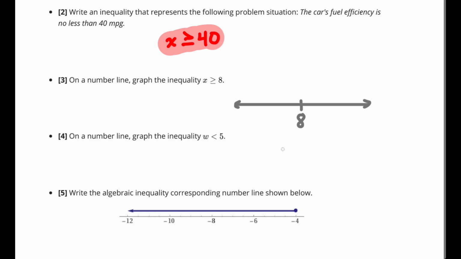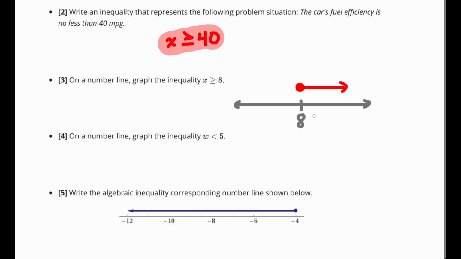We basically need to graph the inequality x is greater than or equal to 8. So to do that, what we're going to do is we have to include the 8. So we're actually just going to color it in on the 8 like that. Now it's greater than 8, so we're actually going to be going to the right. So we're just basically drawing an arrow like this and to the right.